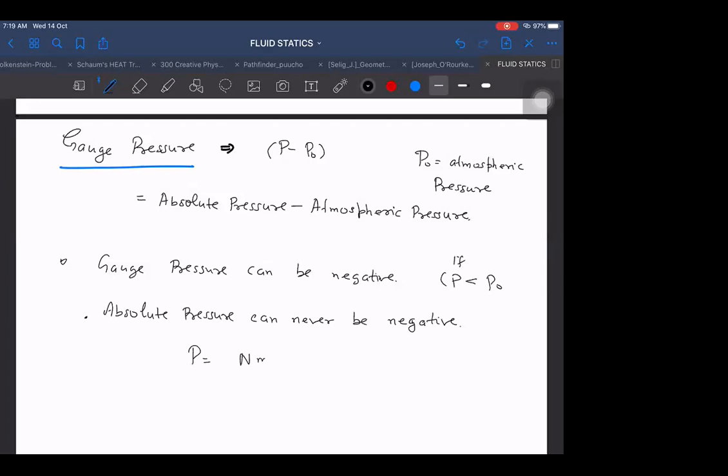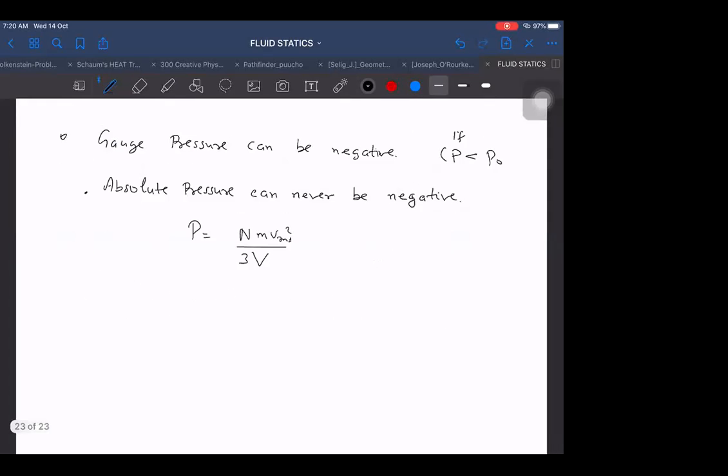for pressure by this formula, N into M into V RMS square by 3 V, where V is the volume. You remember this? We derived it for gases, where the molecules are colliding to and fro.